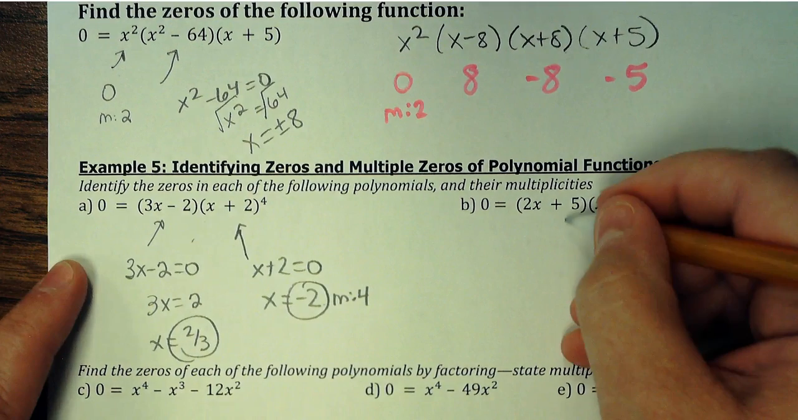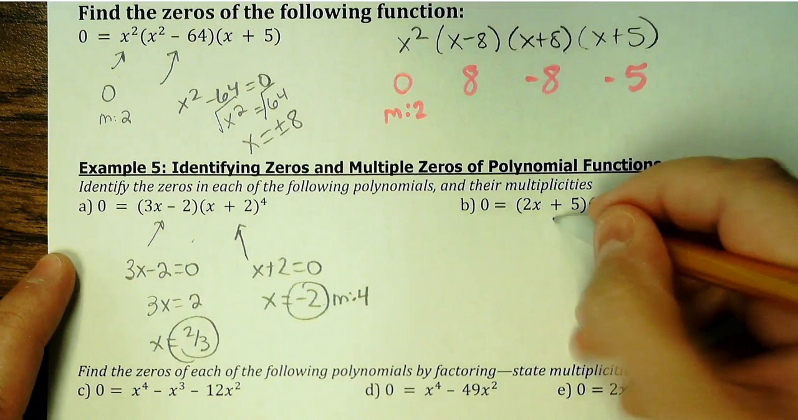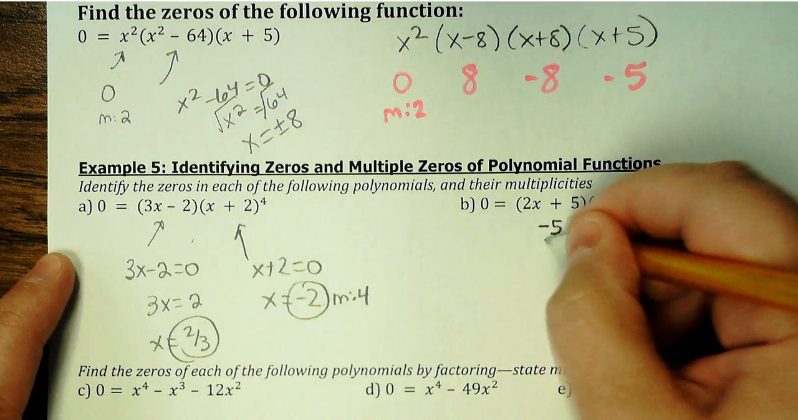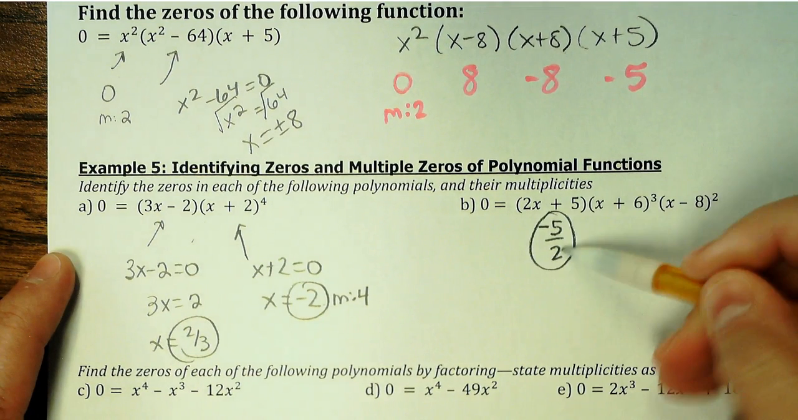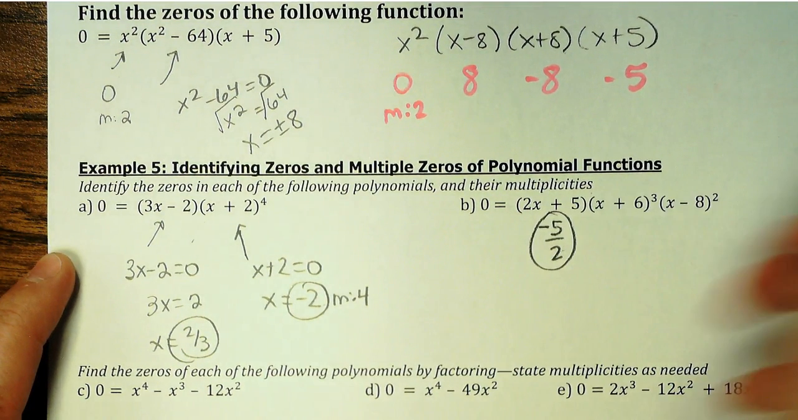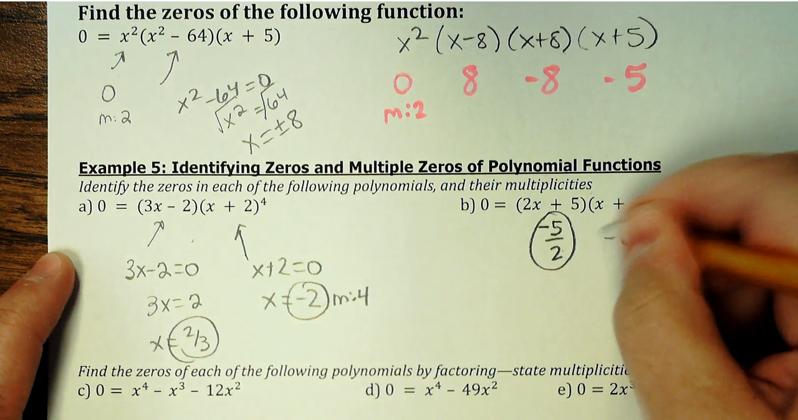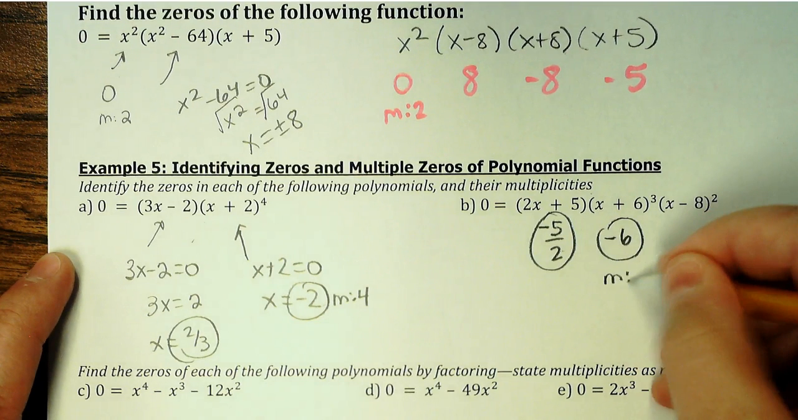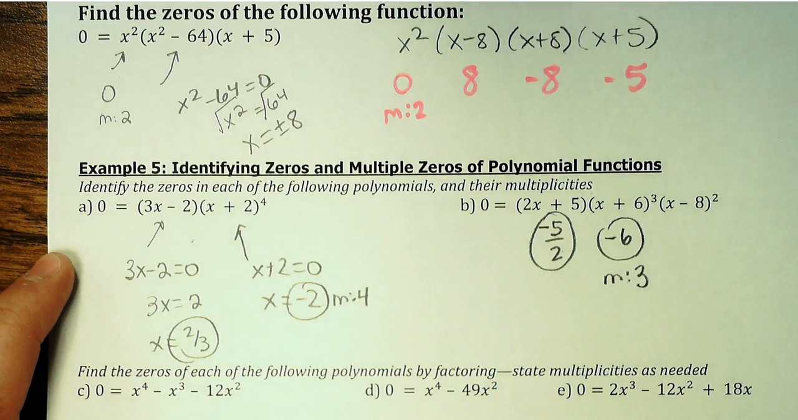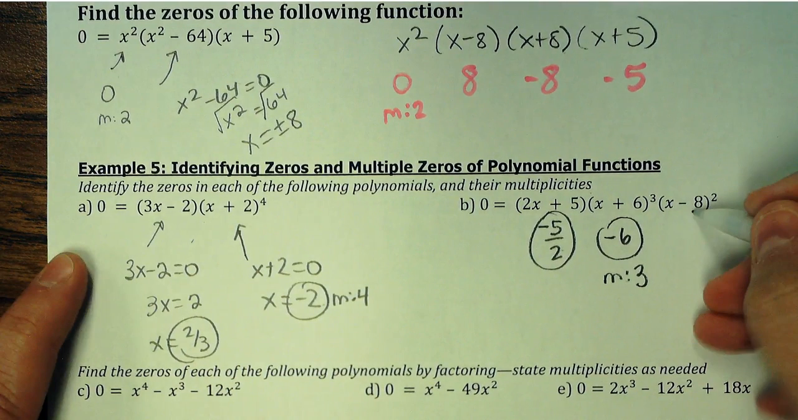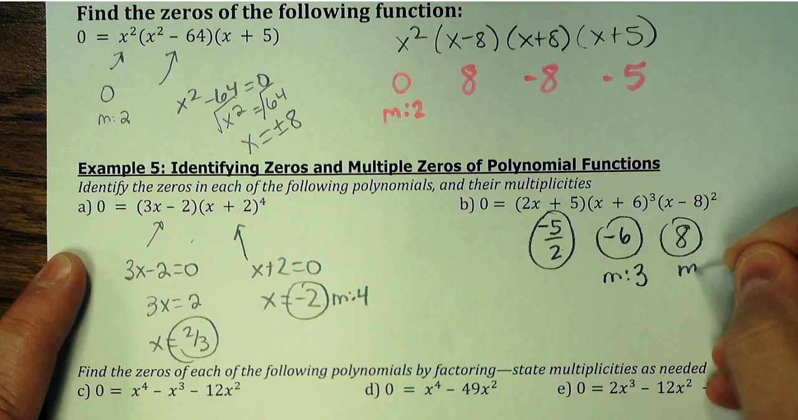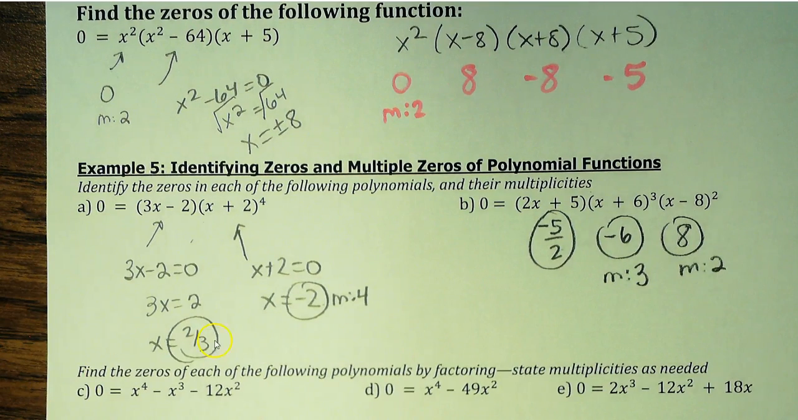Okay, now I just kind of am going to think through this. If I set this equal to 0, I would subtract 5, divide by 2. No multiplicity to write down because there's no exponent. Here, I'd plug in -6. This does have an exponent, so I just go ahead and write multiplicity 3. And then this last one, this would be 8 with a multiplicity of 2.